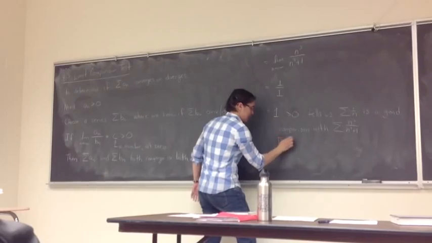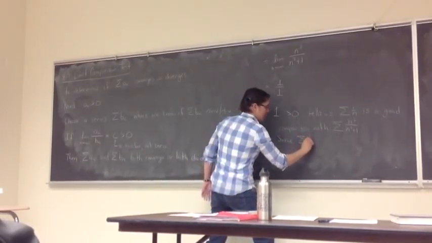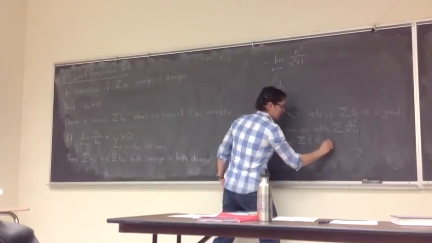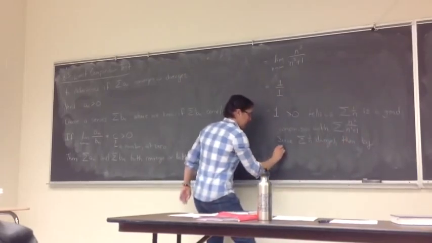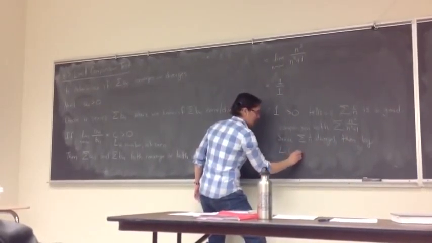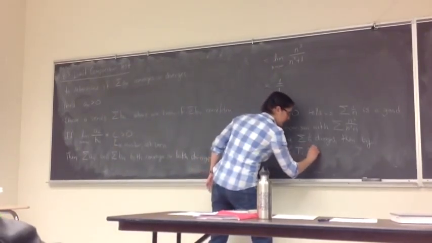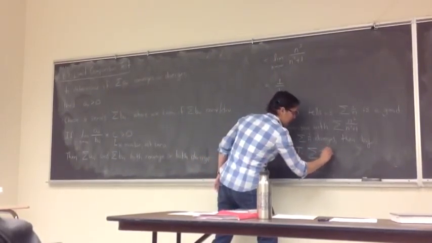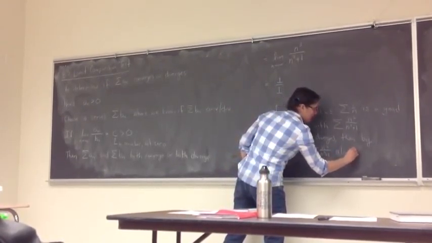So I guess I should say since the sum of 1 over n diverges, then by the limit comparison test, which I'm going to shorten to LCT, by the limit comparison test, the sum of n squared over n cubed plus 1 also diverges.